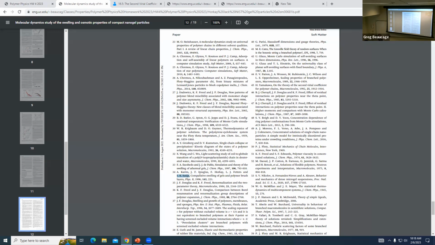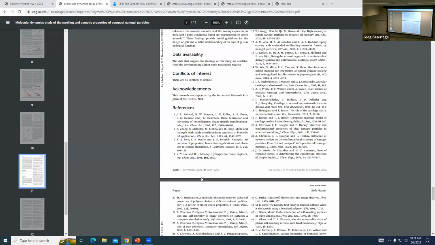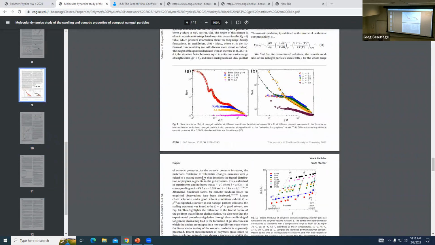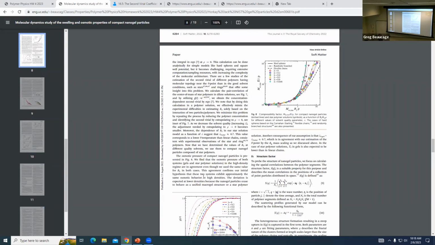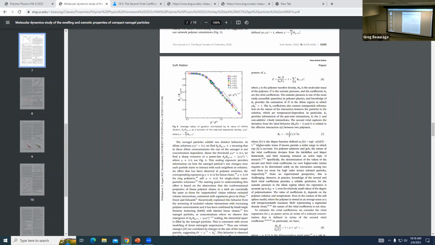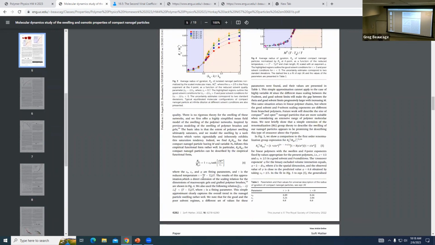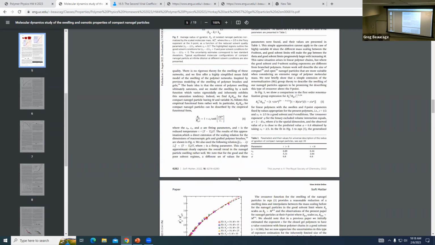But that's got some citation. So anyway, that's where the hyperbolic tangent came from, maybe it has some explanation. I didn't look at that paper. It looks like that paper would be worth looking at.